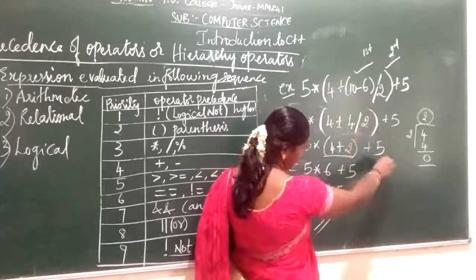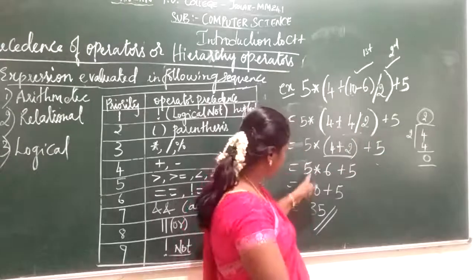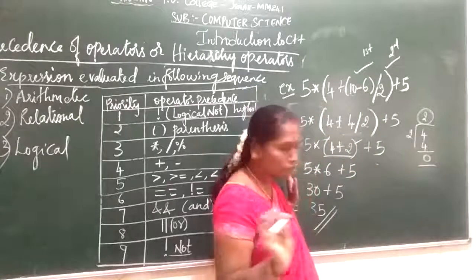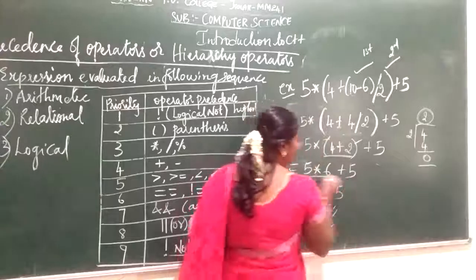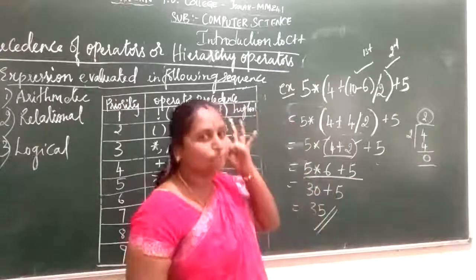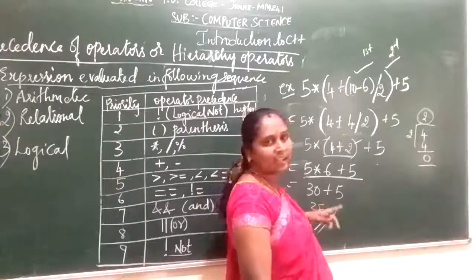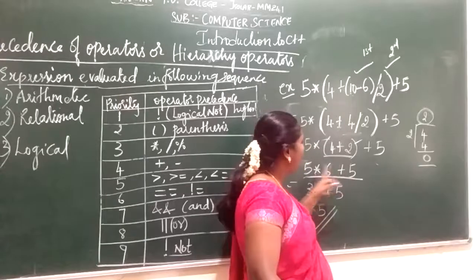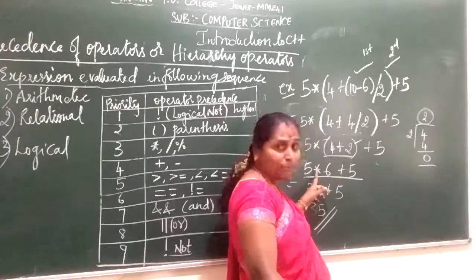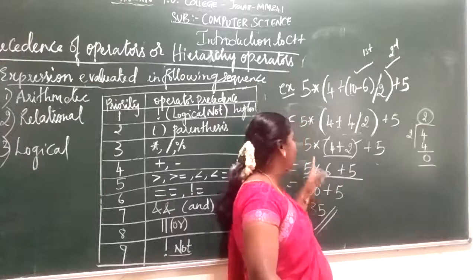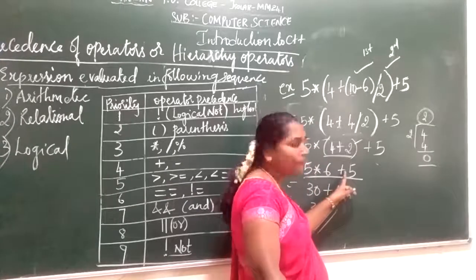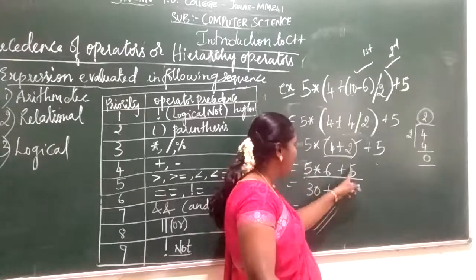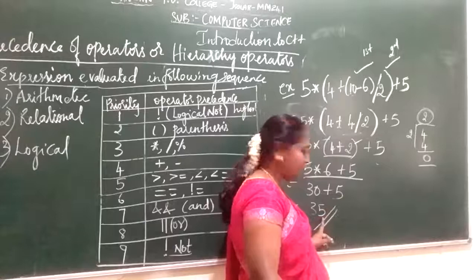Next, as it is, you write out the remaining terms. So 5 star as it is, 4 plus 2 is nothing but 6. The bracket has been evaluated and removed. Next plus 5. At this level there are no brackets. Now there is no parenthesis. How many operators are available? Here there is star, that is multiplication, and addition. When you compare these two, multiplication will have the highest priority when compared to addition. So first these two will be evaluated. 5 into 6 is 30, plus 5 as it is. 30 plus 5 is nothing but 35.